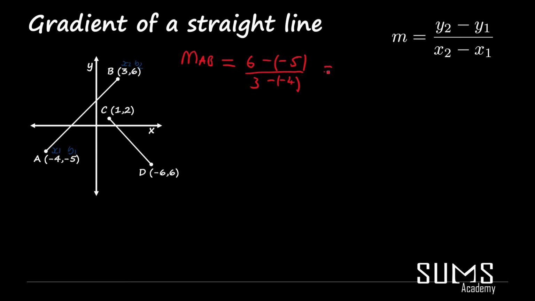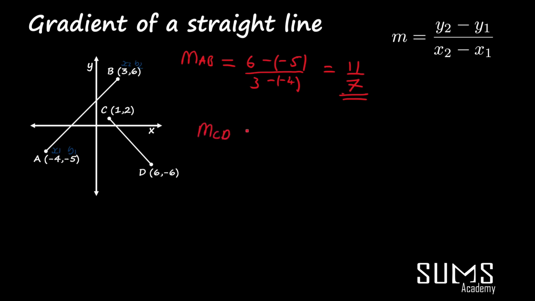And minus a minus is a plus, so 6 plus 5 is 11, and 3 plus 4 is 7. So that gives us our gradient of 11 over 7 is our gradient of MAB. So we'll now look at the next line, CD.